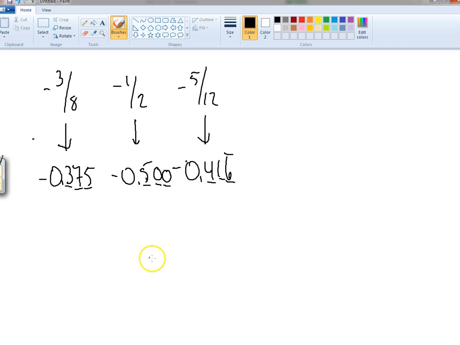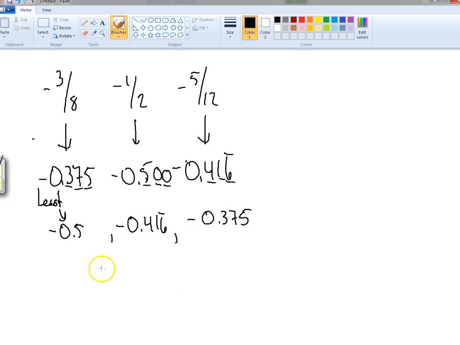Now if these were normal positive numbers, the least is 375, the next is 416, and the next is 500. But they're negative, so you've got to think about it backwards. The least is actually the greatest negative. So negative 0.5 is the greatest negative, which means it's the least. And then negative 0.416 is the middle number, and negative 0.375 is actually the greatest because it's the smallest negative.